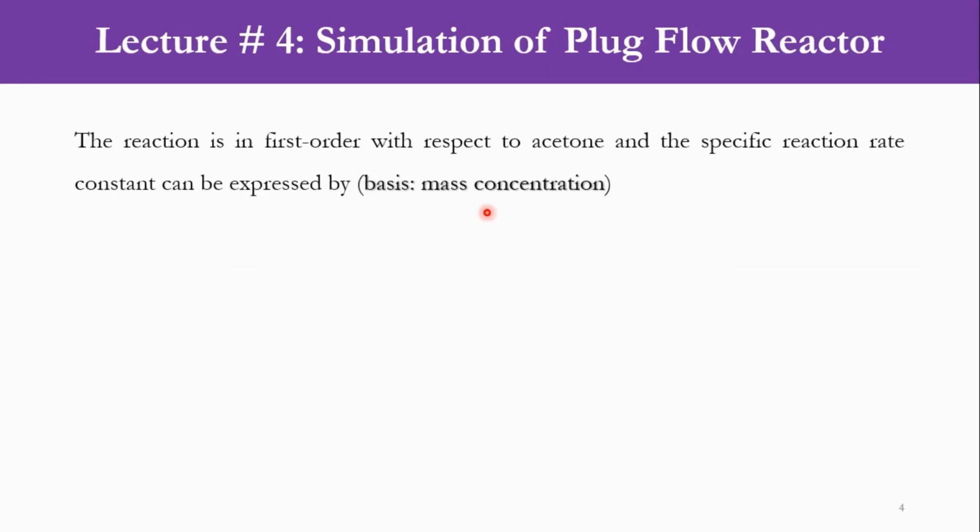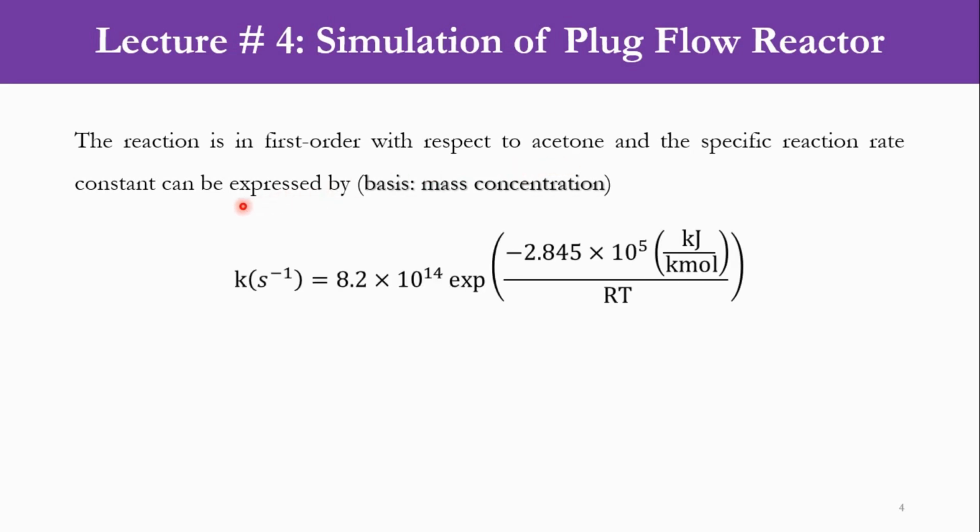The reaction is first order with respect to acetone, and the specific reaction rate constant expression is k, whose unit is per second, equal to 8.2 × 10^14 × exp(−2.845 × 10^5 kJ/kmol divided by RT). This is the value of the activation energy, and this is the value of the pre-exponential factor.